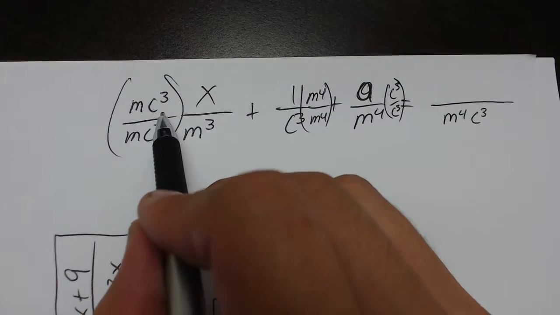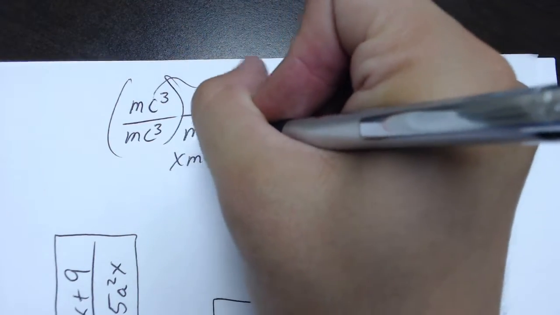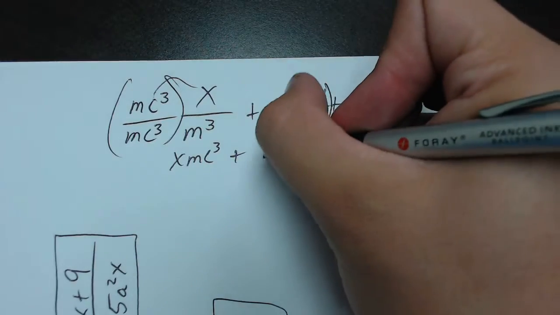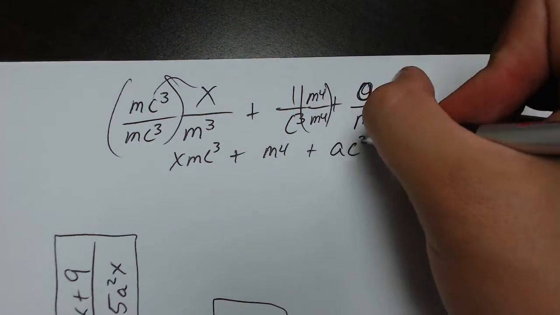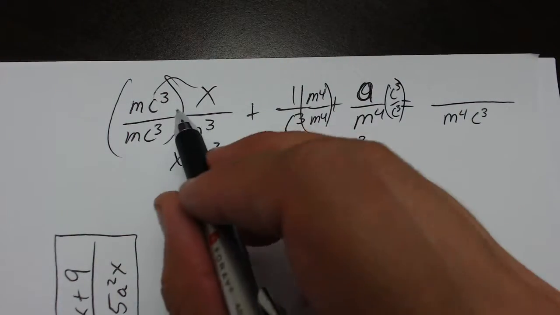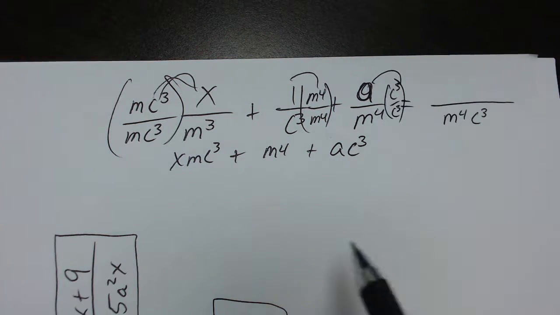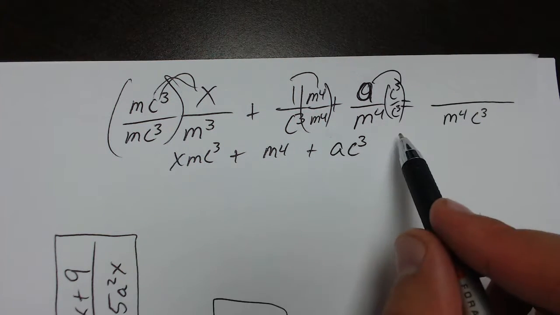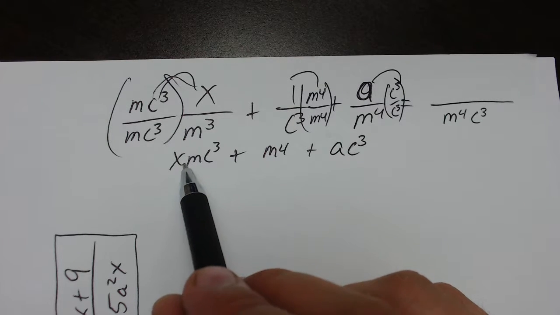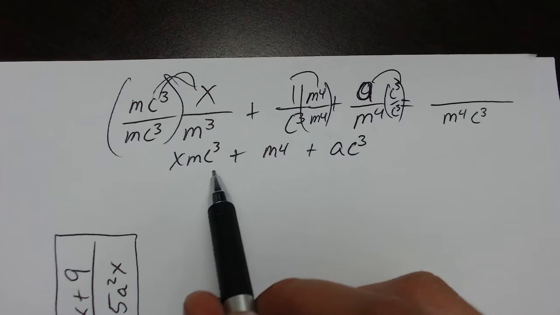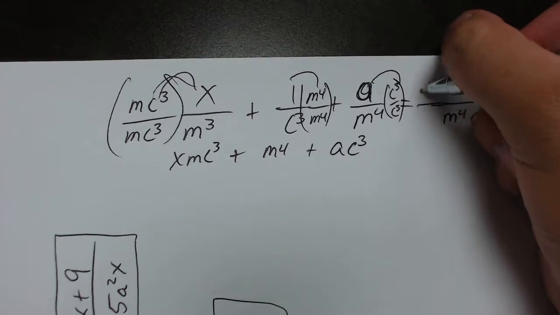So when we multiply this, we then get xm c cubed plus m to the power of 4 plus a c cubed. Now, this is just the numerators, by the way. So that's this, this, and this. I didn't do any of the denominators because all the denominators are going to come out to m to the 4th c cubed. The reason why I only did the numerators is I need to check for like terms. Are there any like terms here that can be combined? No, there are not. So I can go ahead and write those over my denominator as the final answer.